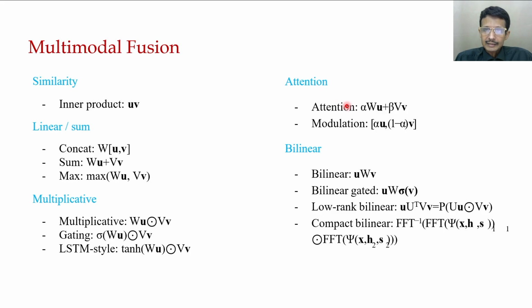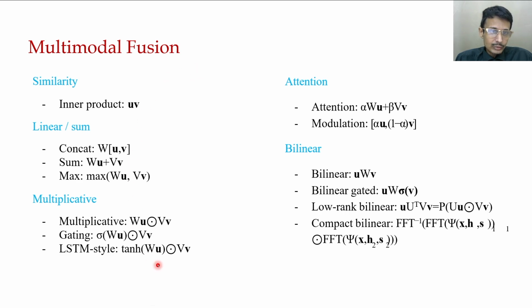Next comes the attention. Attention means that we have to put some emphasis on some portion or modality. Then there is the bilinear approach: bilinear pooling, low-rank bilinear, compact bilinear, and so on. So these are the ways the features can be fused.